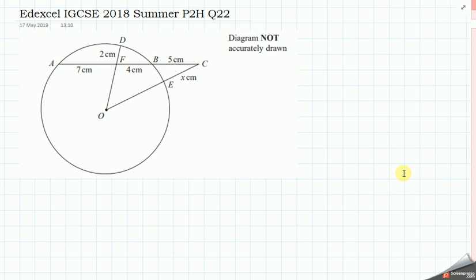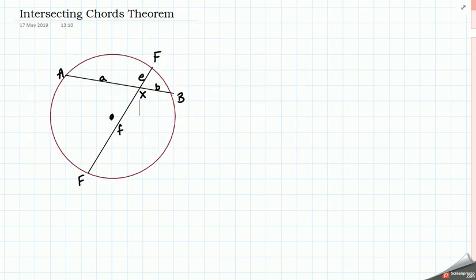Okay, so this question, it's a circle theorem that we haven't covered. It's actually quite nice in that it's related to similar triangles. So if I bring it to a basic version of the question, what we're doing is stating a theorem about intersecting chords.